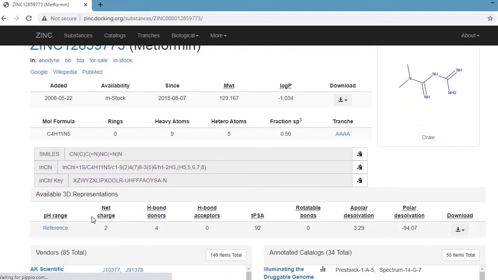Now what is the net charge? The net charge is 2. Hydrogen bond donors are 4. As we are seeing in the structure that there are 1, 2, 3, 4 nitrogens, and nitrogen is a hydrogen bond donor. So here the number of hydrogen bond donors is 4. There are no hydrogen bond acceptors. The total polar surface area is 92 for metformin. Rotatable bonds are 0. So these are the various informations for metformin.